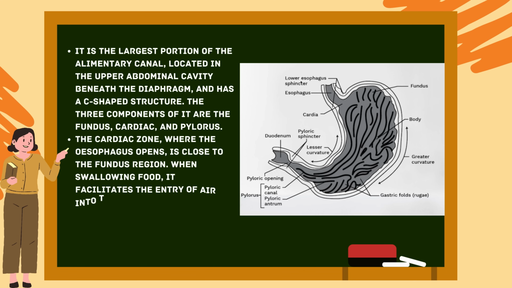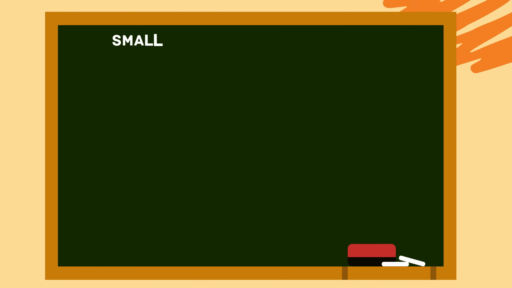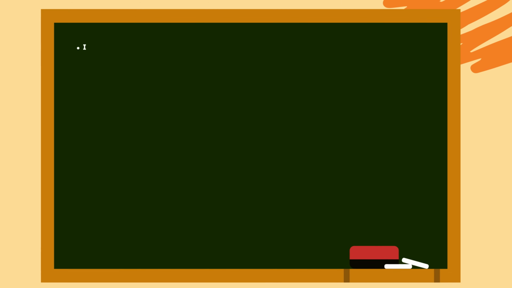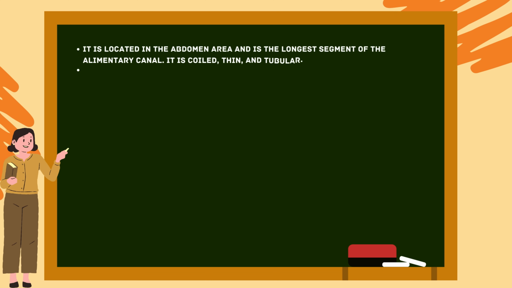When swallowing food, it facilitates the entry of air into the stomach. The middle area that aids in food storage is the heart. Small intestine. It is located in the abdomen area and is the longest segment of the alimentary canal. It is coiled, thin, and tubular.